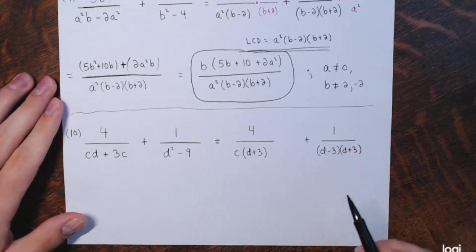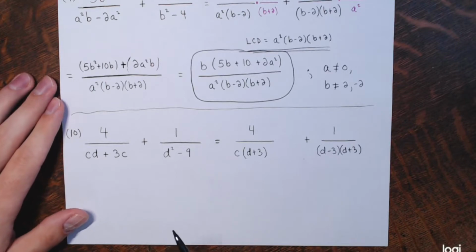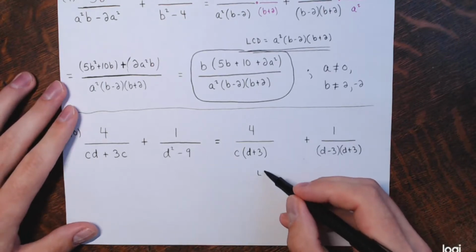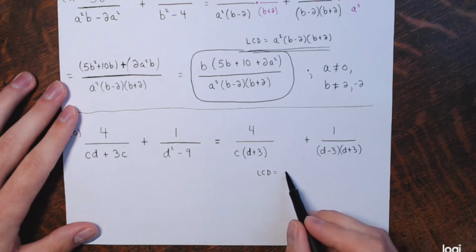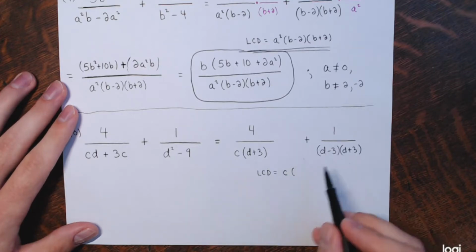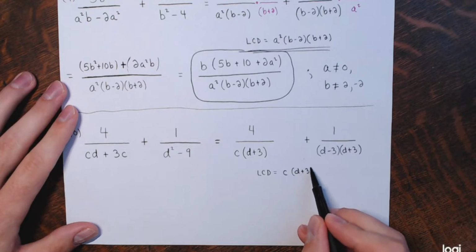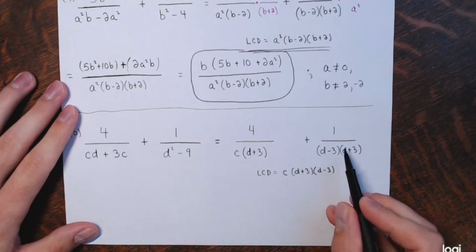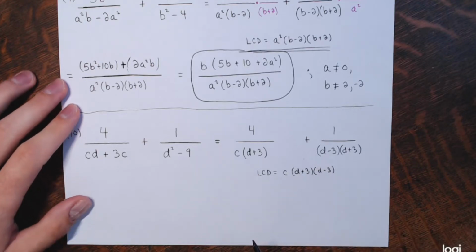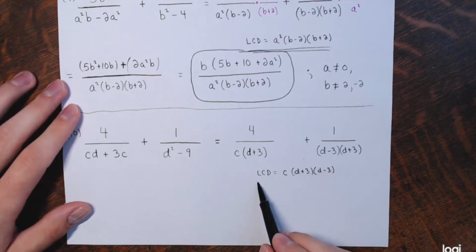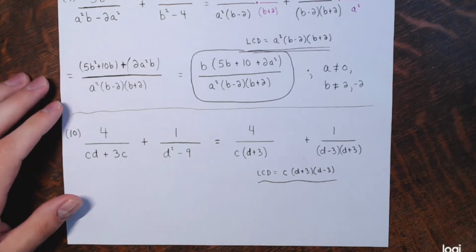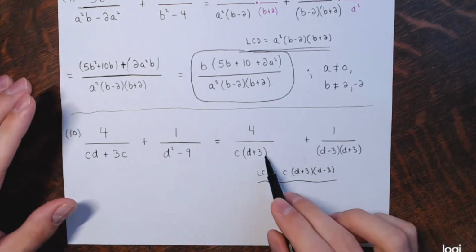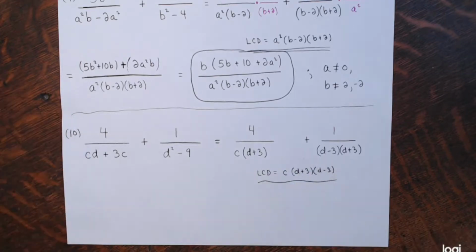All right. So now that the denominators are completely factored, the LCD should be pretty quick to state. There will be c to the first times d plus 3 to the first times d minus 3 to the first as well. The highest power on any of those factors is the first power. So there's the least common denominator. That is what I'm going to transform both of these denominators into.